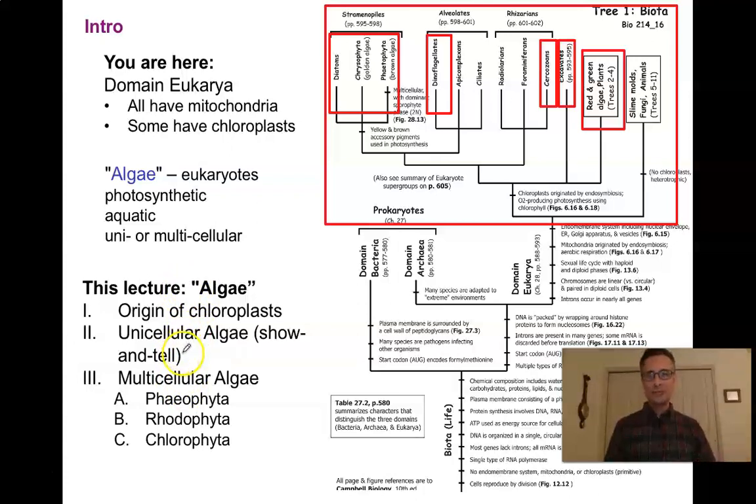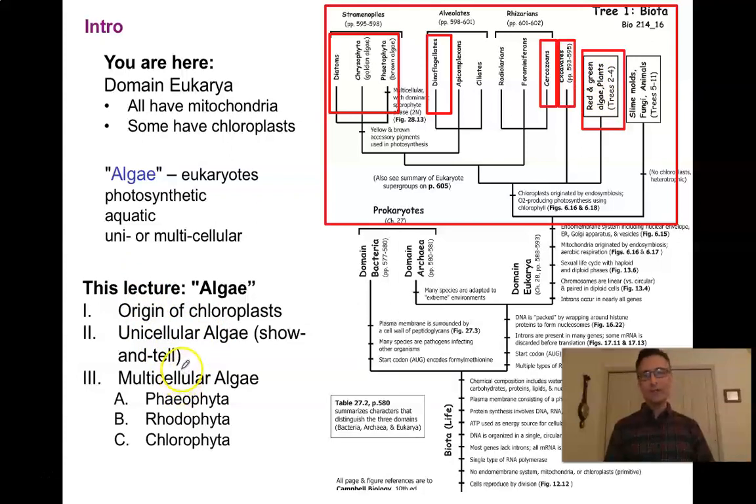I'll point out a few groups of unicellular algae. So, for example, we have several different types of algae over here. A couple of these are unicellular. One is multicellular. We have some more unicellular algae over here. So two other groups of unicellular algae here. And of course, our red and green algae are multicelled. So I'll do a quick show and tell of some of these unicelled algae, and then I'll spend the bulk of time talking about multicellular algae.